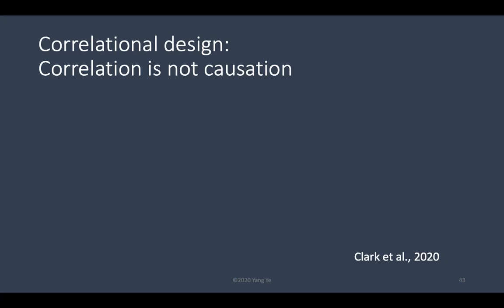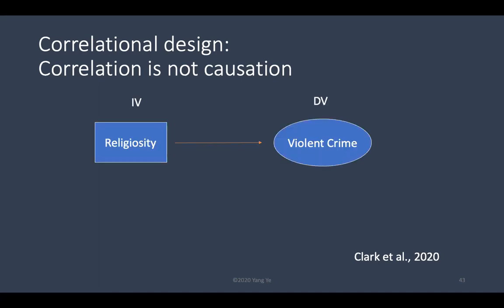But the key about correlational design, and also its limitation, is that although you want to claim causation for any correlation that you find, the correlational design cannot guarantee causal effects. Take the example that we used in the previous lecture: in the study of Clark, they found that religiosity influenced violent crime in different countries, and national-level IQ seemed to moderate that. So religiosity seemed to reduce violent crime, but only for those countries with lower national-level IQ. Again, these claims are made out of correlational data.